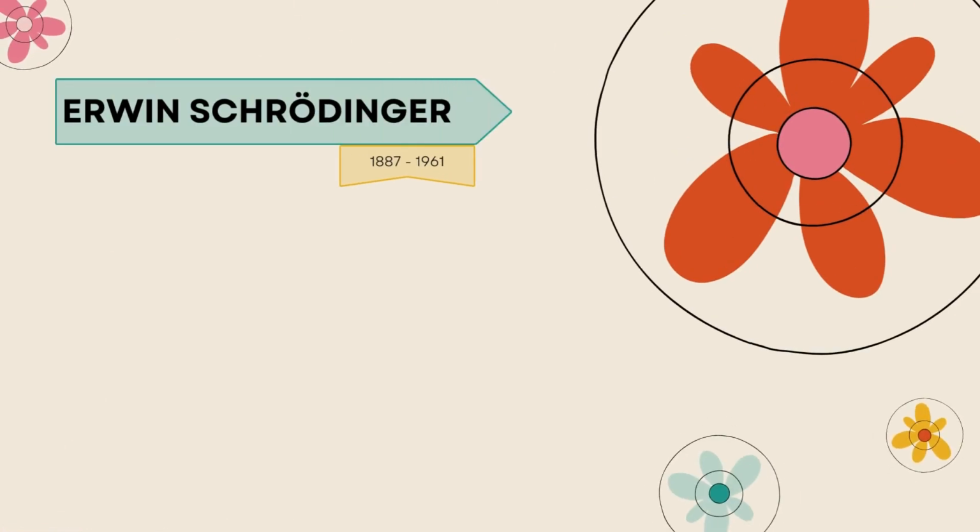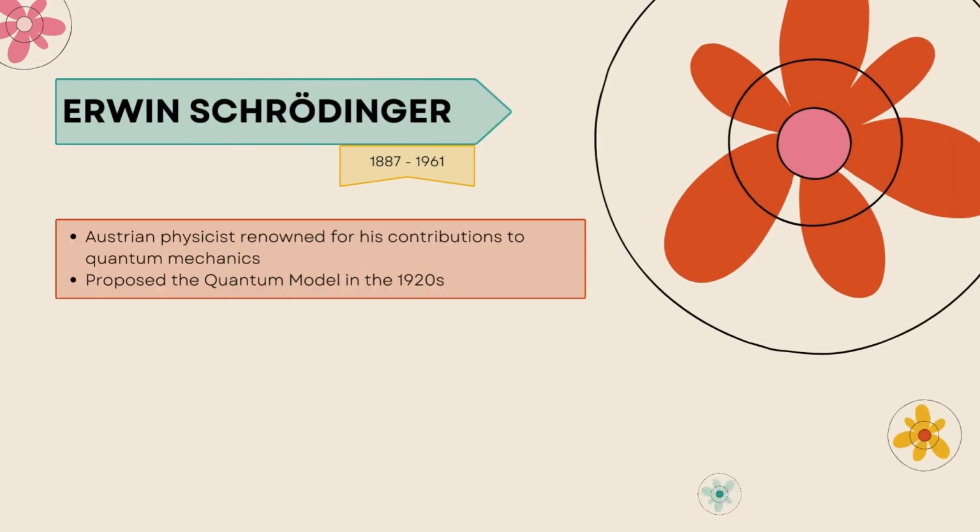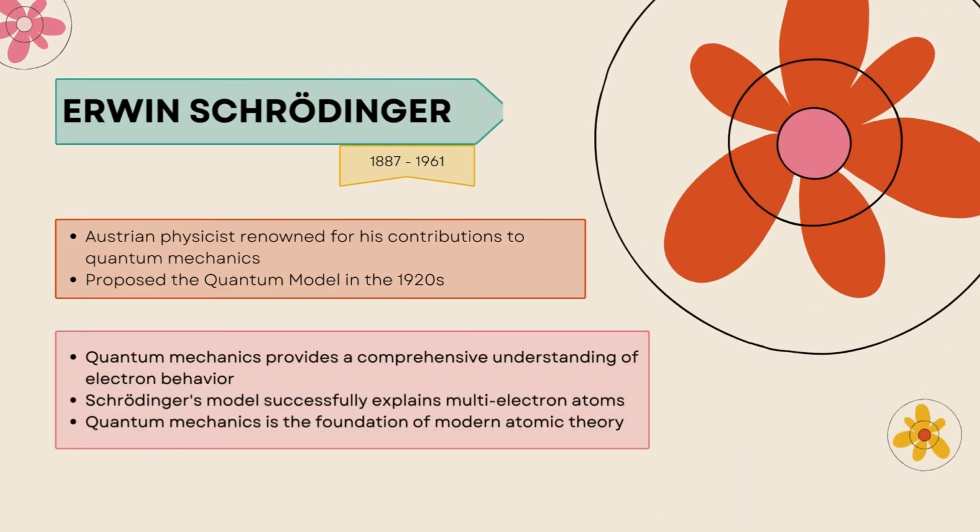Next, a new scientist comes, known as Erwin Schrödinger. He was born in 1887 and died in 1961. He is an Austrian physicist renowned for his contribution to quantum mechanics. He proposed the quantum model in the 1920s. Quantum mechanics provides a comprehensive understanding of electron behavior. Quantum means packet. An electron has a small packet of energy and it has a wave-like character. This is given by Schrödinger.